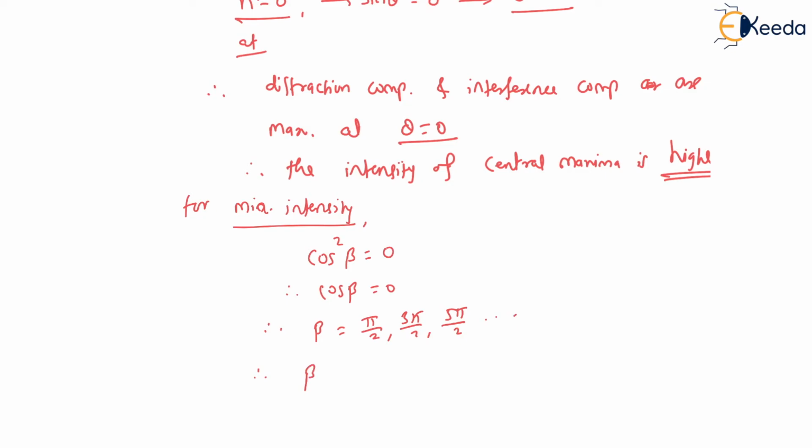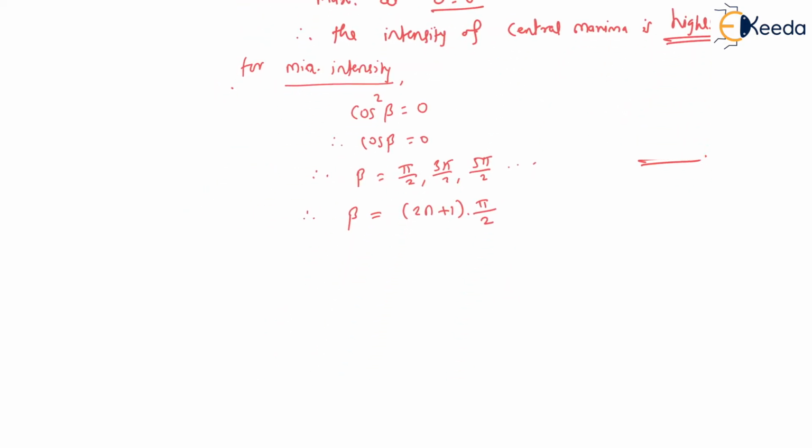So we can write this as 2n plus 1 into pi by 2, or in general we can write plus minus 2n plus 1 into pi by 2, because these minima points will lie on both sides of the central maxima.